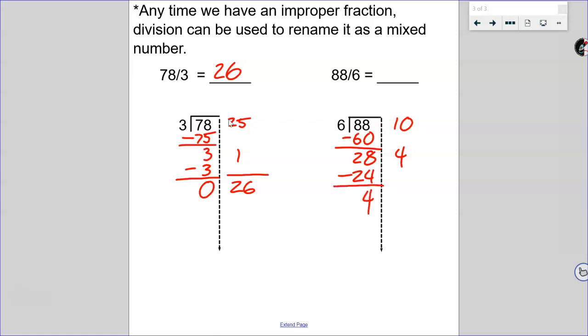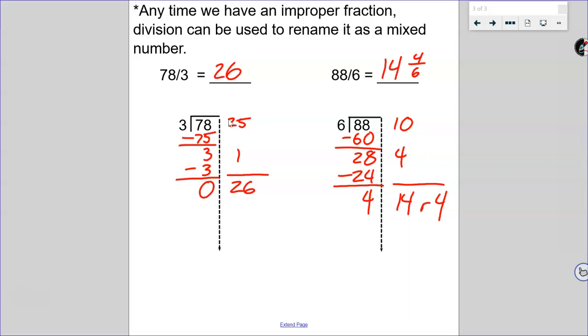And that 4 is going to be a remainder, because 4 is not enough to put one more in each group. So I'm going to add my 10 and 4. That gives me 14. And I have a remainder of 4, which tells me that 88 sixths is the same thing as 14 wholes with 4 sixths left over.